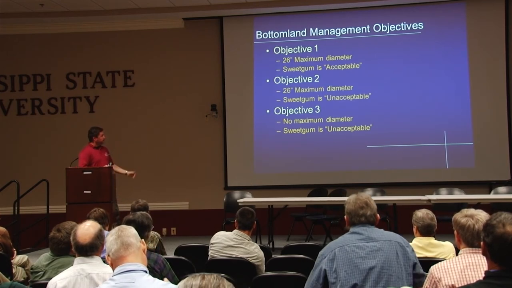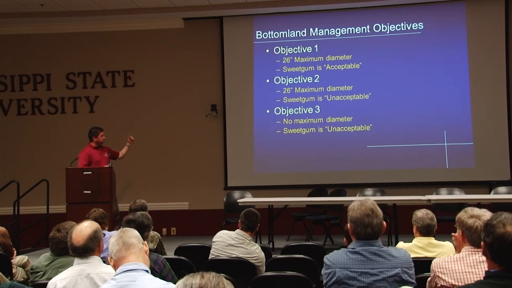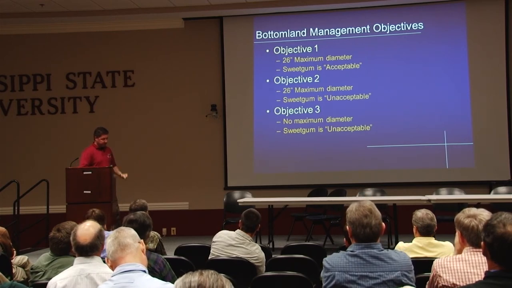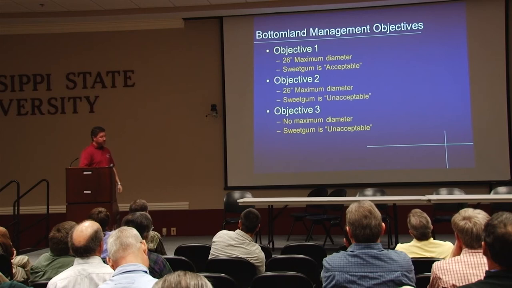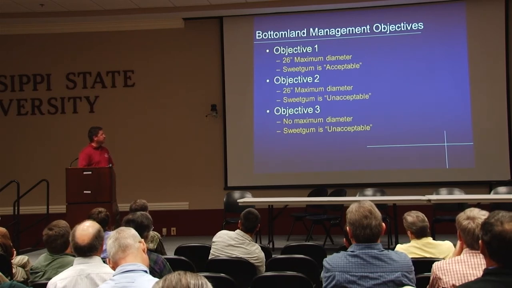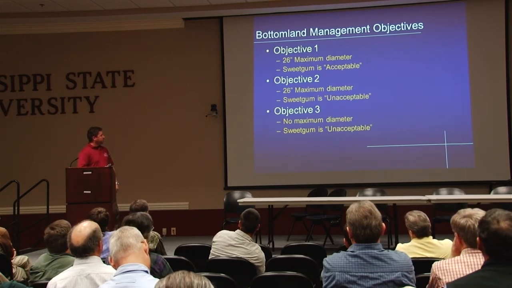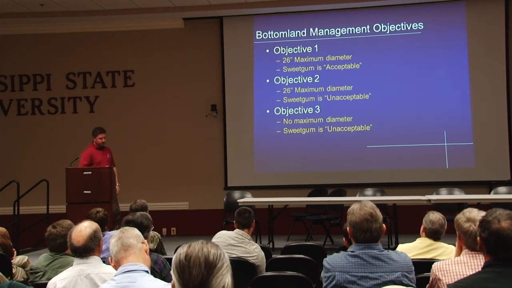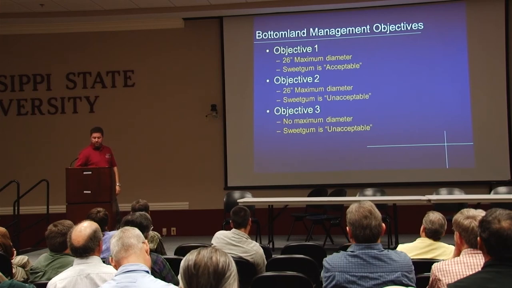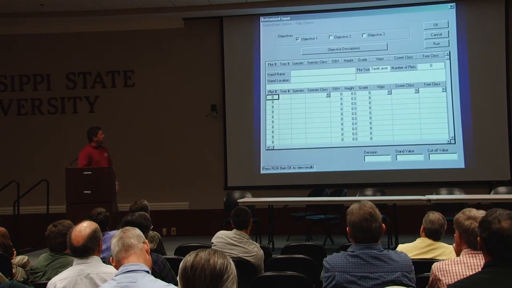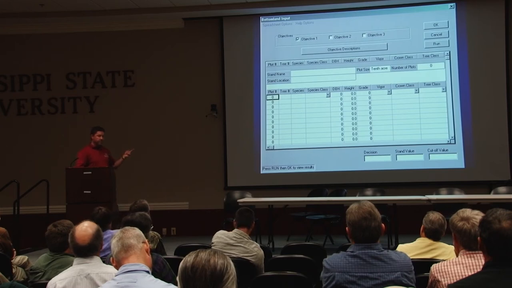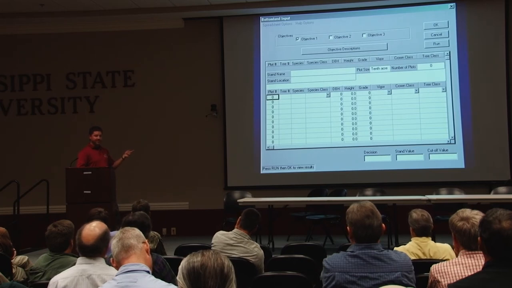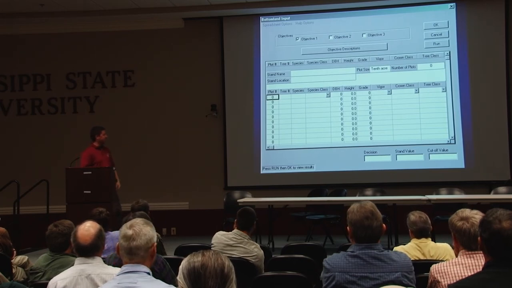And that's through a maximum allowable diameter and whether sweet gum under 12 inches is acceptable or unacceptable. There are three of those where we toggle back and forth between the acceptability of those variables. All right, this is the input. One thing I didn't state is that both of those programs took a lot of late nights to put into a Windows environment, because Tom's was in a DOS environment.